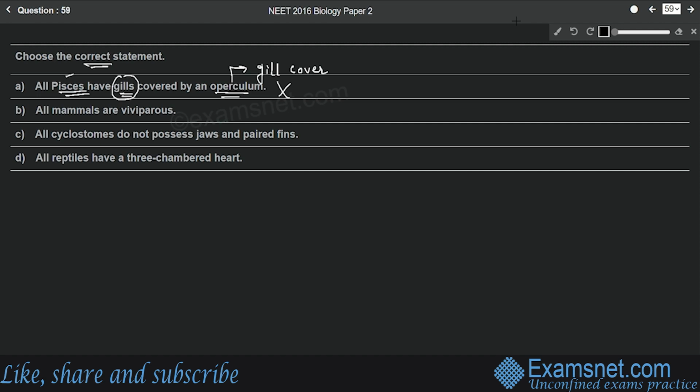For example, in cartilaginous fishes, the operculum is absent.